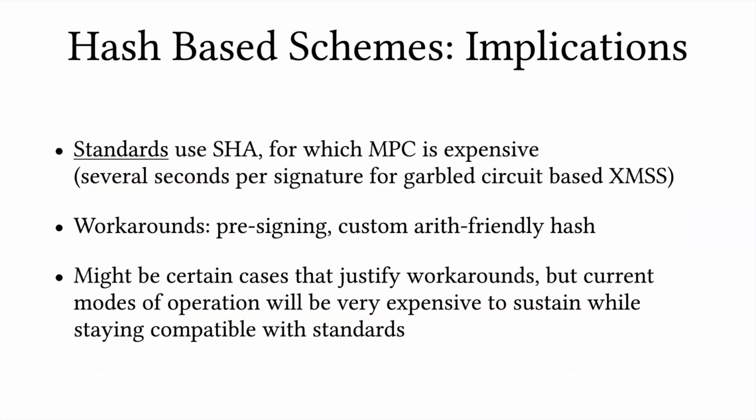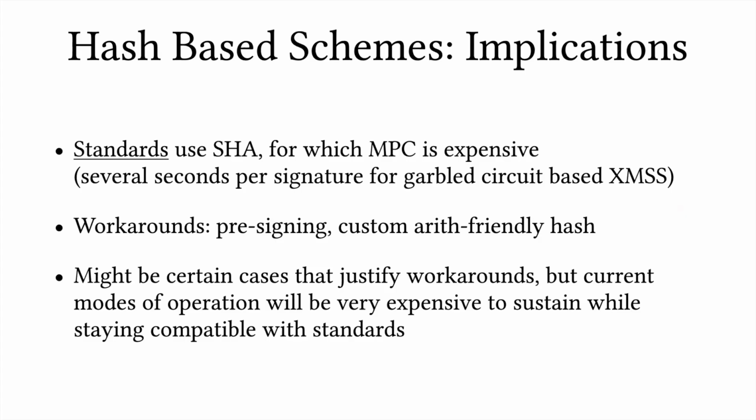So what are the implications for this? I again want to highlight that when we're talking about standard or standardized signatures, typically the hash function involved is SHA, and MPC for SHA tends to be quite expensive because they have a large circuit representation. Concretely, for XMSS, the standard parameters, we think of this as at least several seconds per signature.